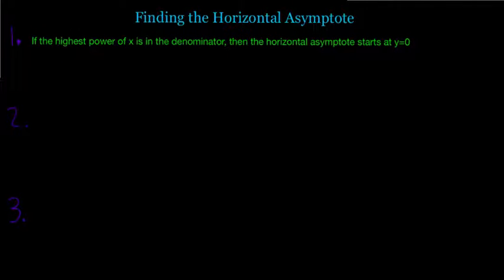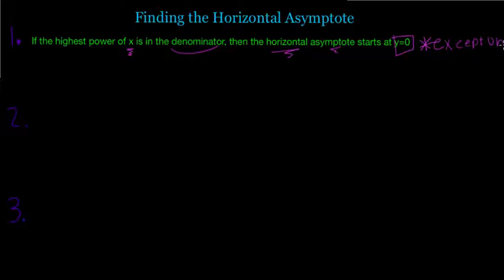Today, we will be learning about finding the horizontal asymptote in rational functions. First, if the highest power of x is in the denominator, then the horizontal asymptote starts at y equals 0. There is an exception to this rule.